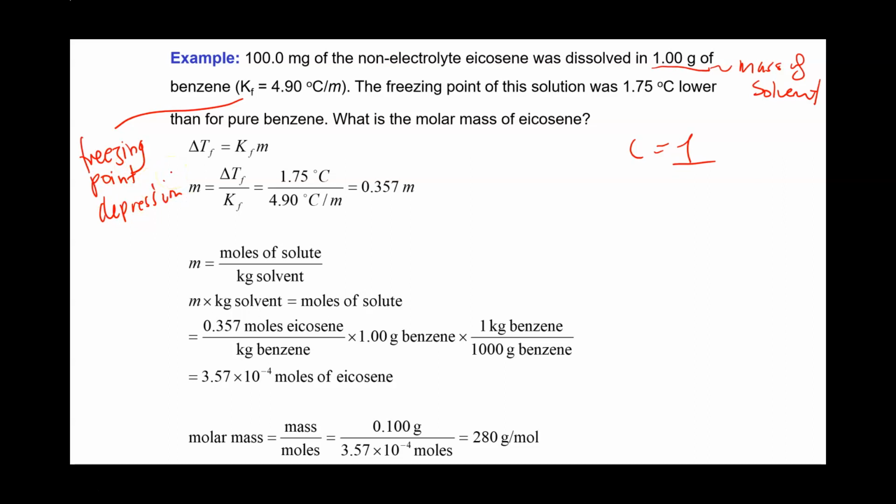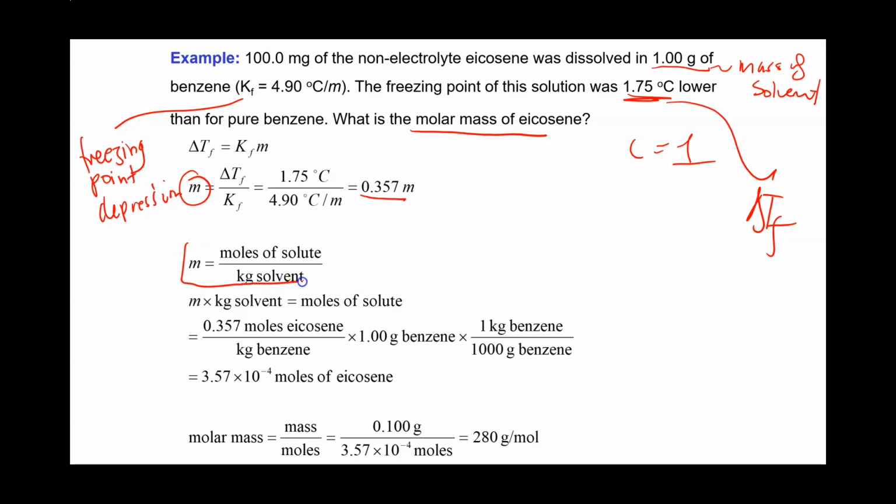Then it says the freezing point of this solution was 1.75 degrees C lower than for pure benzene. So that is the change in the freezing point. And then finally it asks what is the molar mass of eicosene. The change in the freezing point is going to be equal to the freezing point depression constant multiplied by the molality. So I can reorganize that and solve for the molality. The molality of my solution was 0.357 molal.